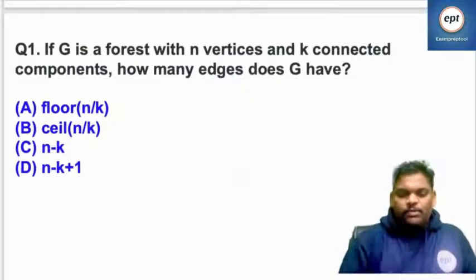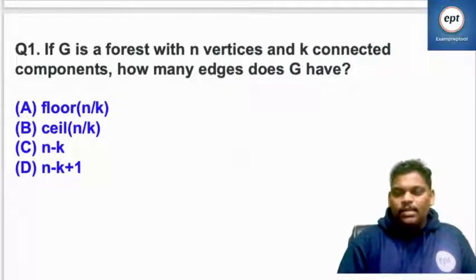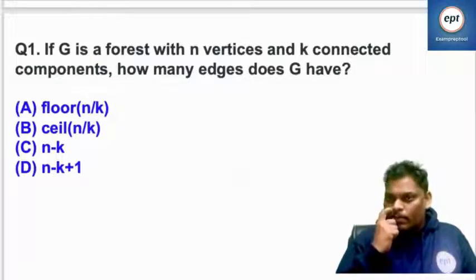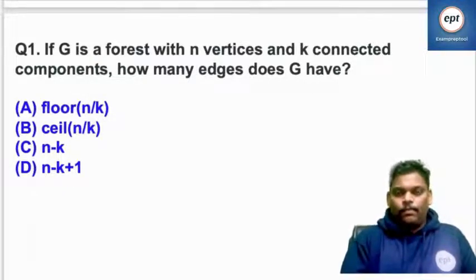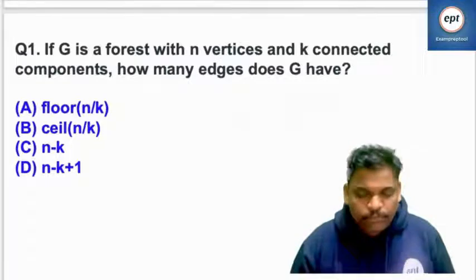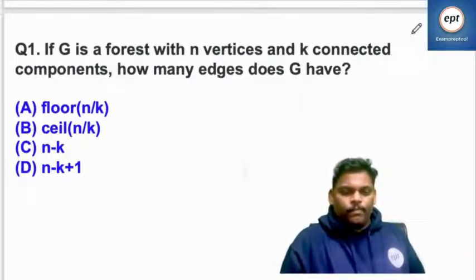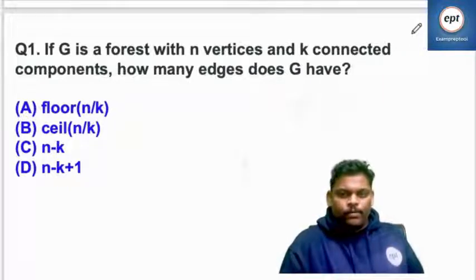Yeah, what is the answer for this? If G is a forest with n vertices and k components, how many edges does G have? Check what is the answer. If G is a forest with n vertices and k connected components, then how many edges does G have?